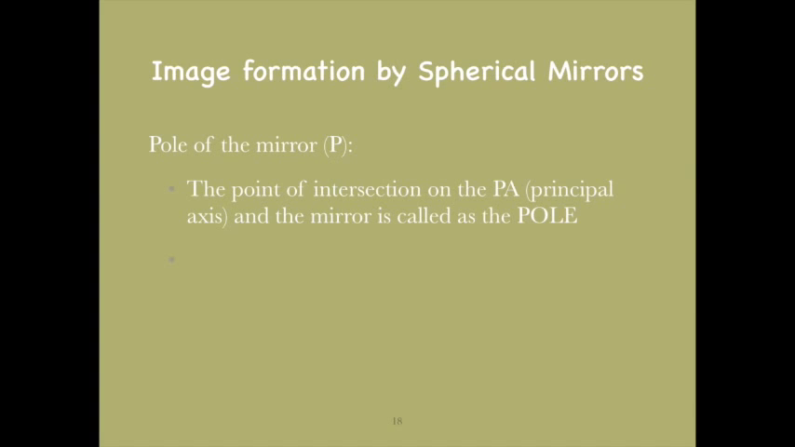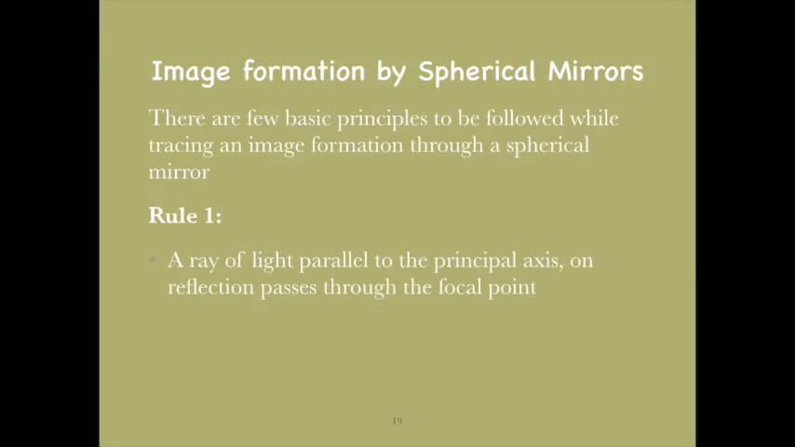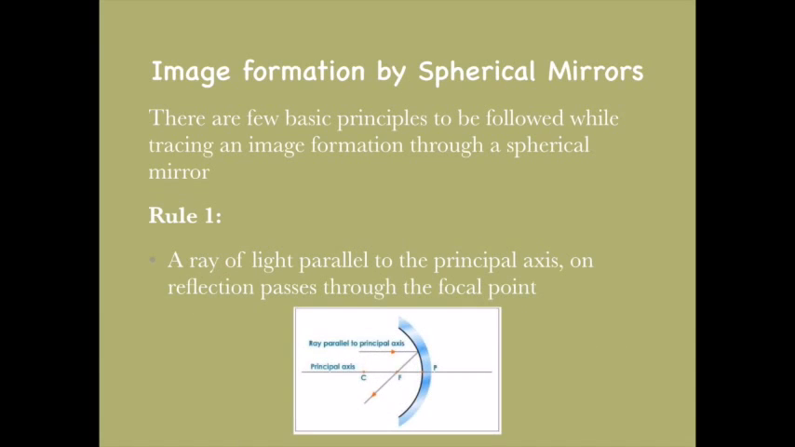So let's now study image formation by a spherical mirror. For this, there are a few basic principles to be followed while tracing the image formation through a spherical mirror. Let's start with rule number 1. This says that a ray of light parallel to the principal axis, on reflection, passes through the focal point. After reflection it passes through the focal point. Please have a look at the diagram.